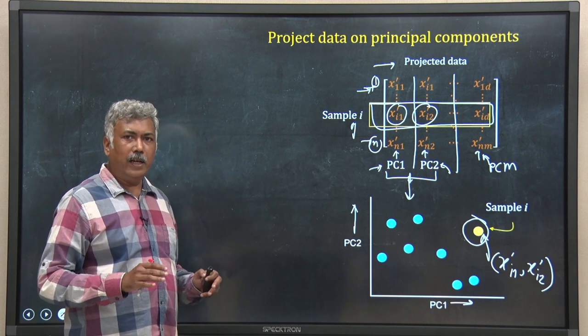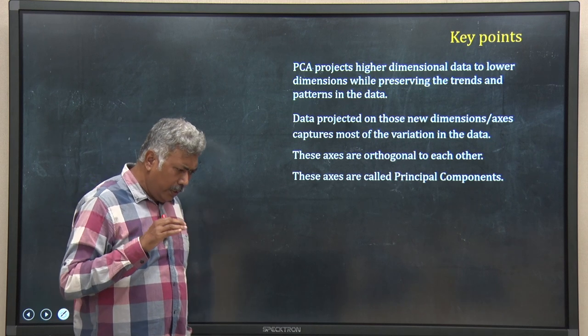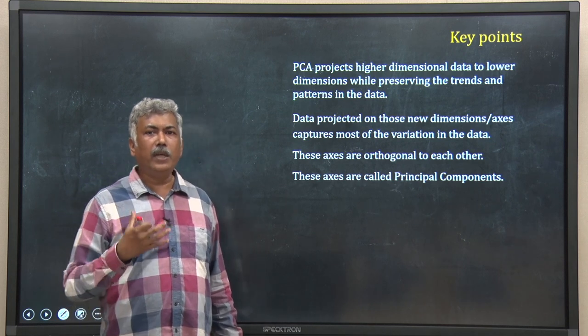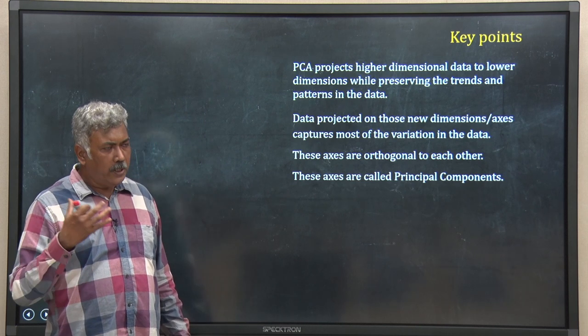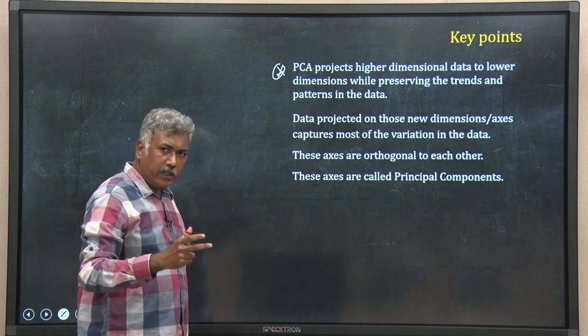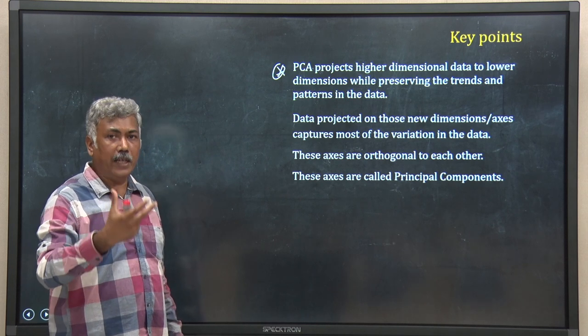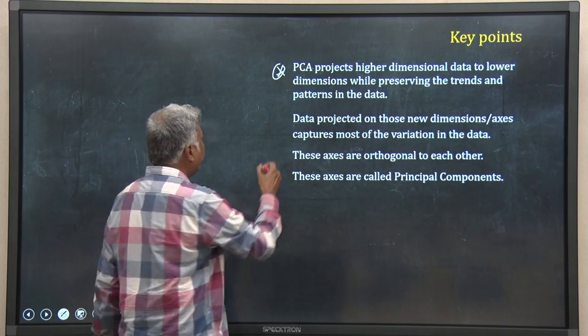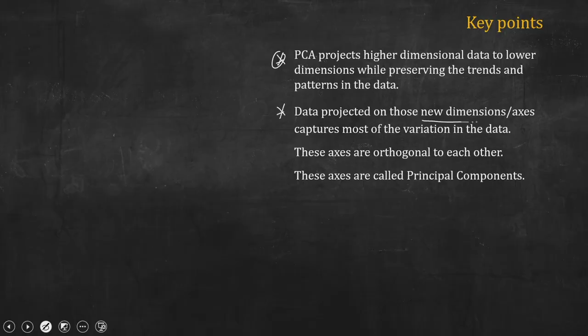So, let me jot down what we have learned in today's lecture. In this lecture, we have learned the logic and the mathematics behind principal component analysis. In principal component analysis, what are we doing? We are projecting higher dimensional data to a lower dimension while retaining the pattern or trend in the data set, right? And we are projecting these data to new axes or dimensions, and we are doing it in such a way that the projected data captures most of the variation within the data. One thing we have to remember is that these new dimensions or axes should be orthogonal, that means linearly independent of each other. And these axes are called principal components.